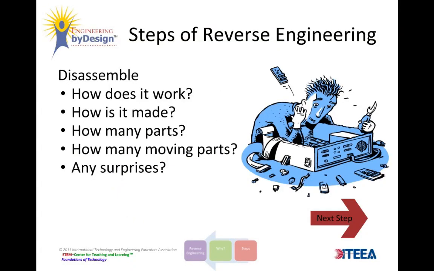When you disassemble, you look at how it works, you look at how it's made, you look at how many parts it has, and you look at how many moving parts it has. And if there are any surprises, they'll come out when you disassemble the product. So you need to know all of these things you're going to see when you disassemble the product. There are 5 main things: how it works, how it is made, how many parts it has, how many moving parts, and if there are any surprises.